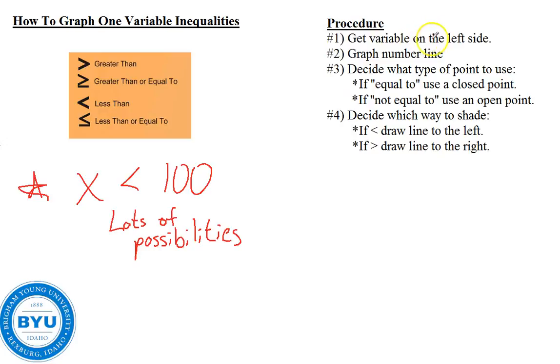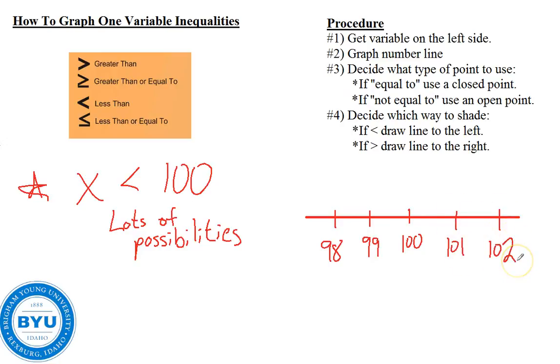Step number 1, you need a variable on the left side. I do have that. x is on the left side here. The next thing I need to do is graph a number line. So let's go ahead and do that. I'm going to draw a straight line. And in my number line, I'm going to write 100 here in the middle. And here's 99, and here's 98, and here's 101, and here's 102, and so on.